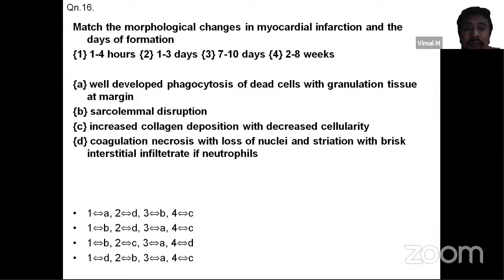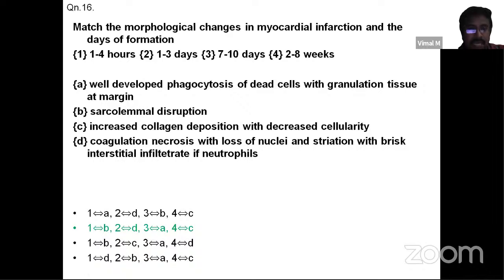Yes. And sarcolemmal disruption, and increased collagen deposition with decreased cellularity. You know that is a scar tissue, which, as I told you, is 2 to 8 weeks. Now moving on to the two remaining options, sarcolemmal disruption and coagulation necrosis with loss of nuclei and striation with brisk interstitial infiltrate of neutrophils. Neutrophils, I told you, are at 1 to 3 days. Coagulative necrosis is also around these 1 to 3 days. But the earliest change, which you can appreciate at electron microscopy, is the sarcolemmal disruption.